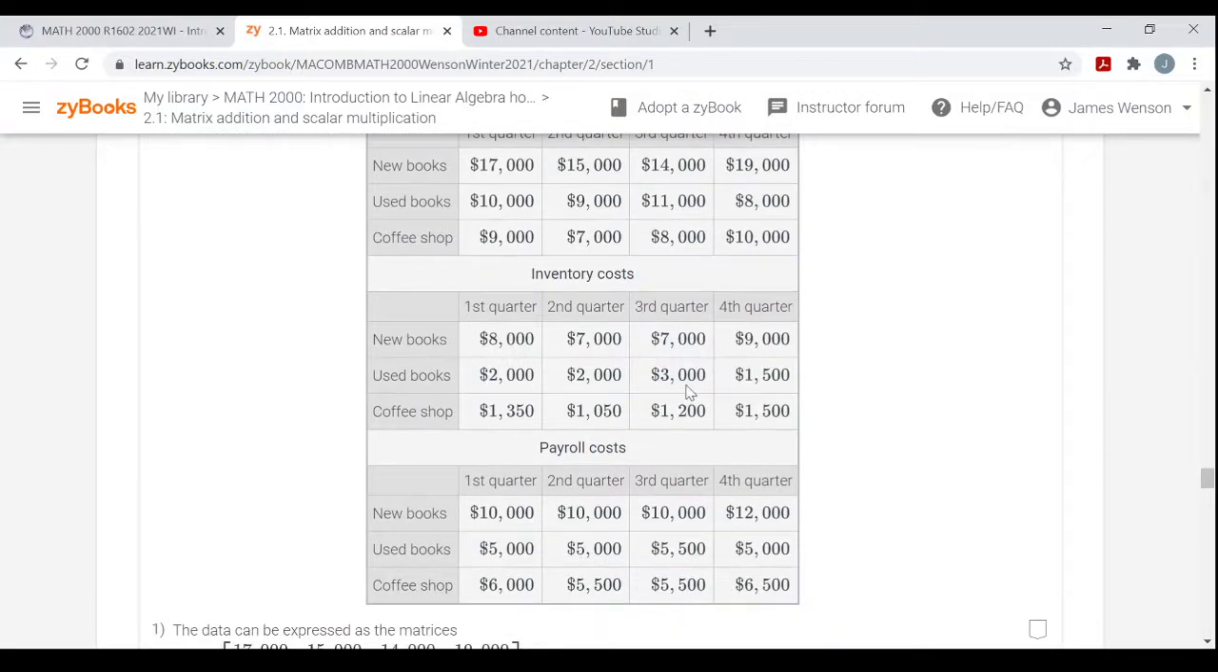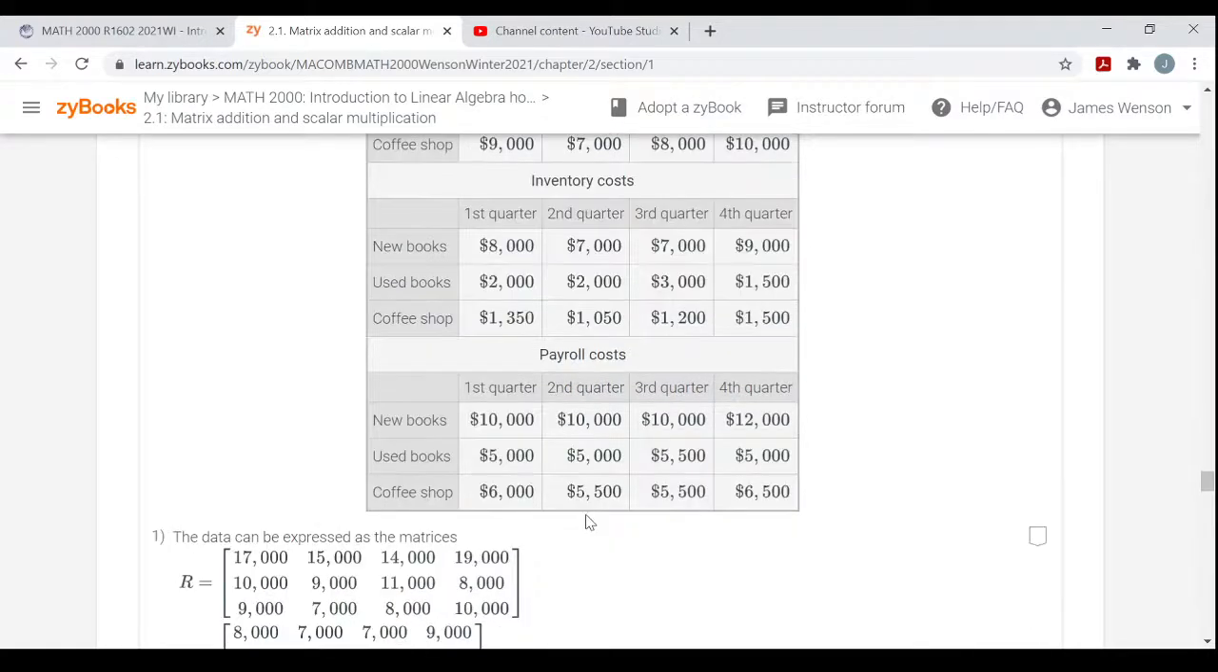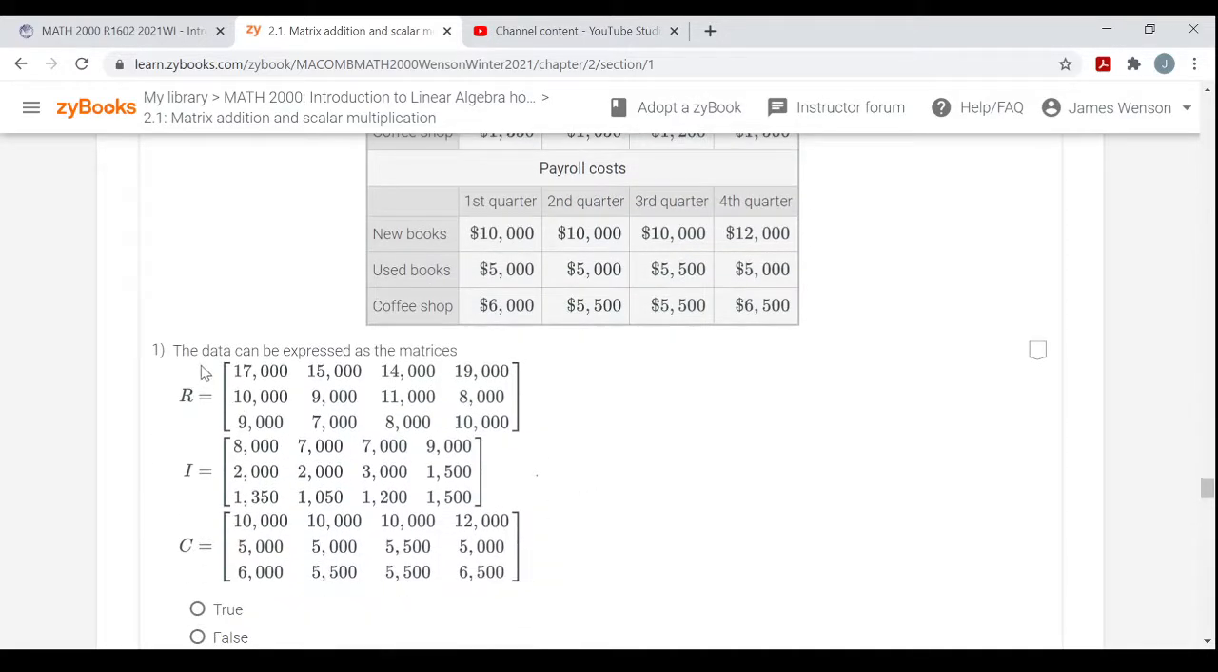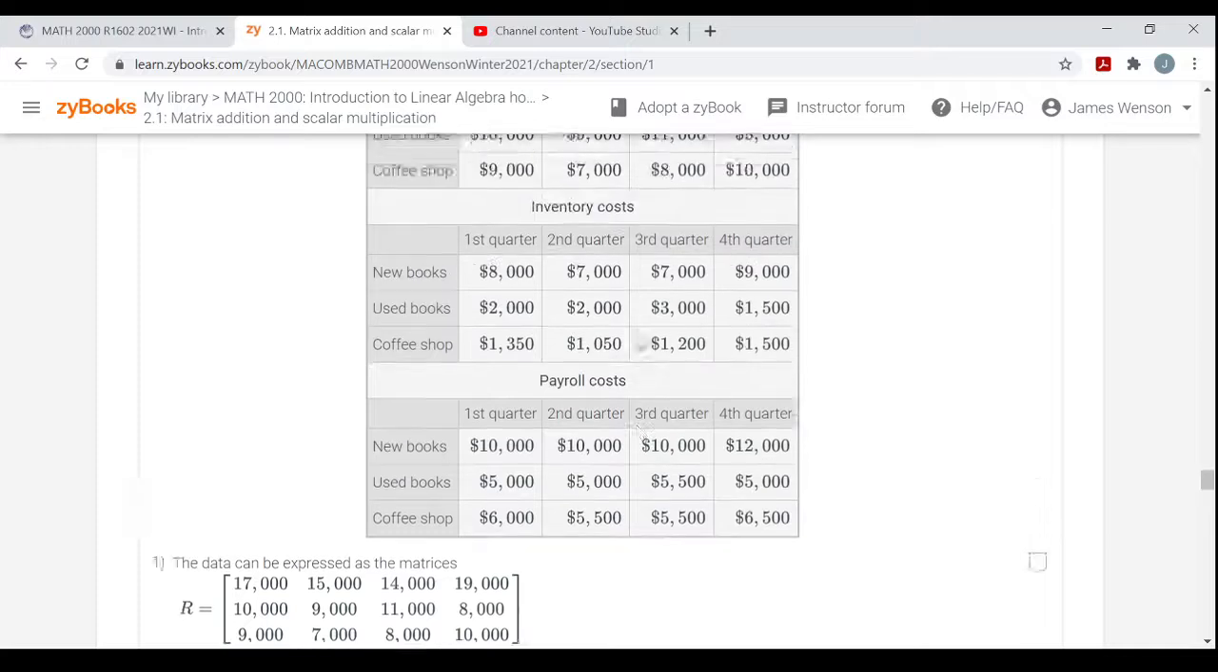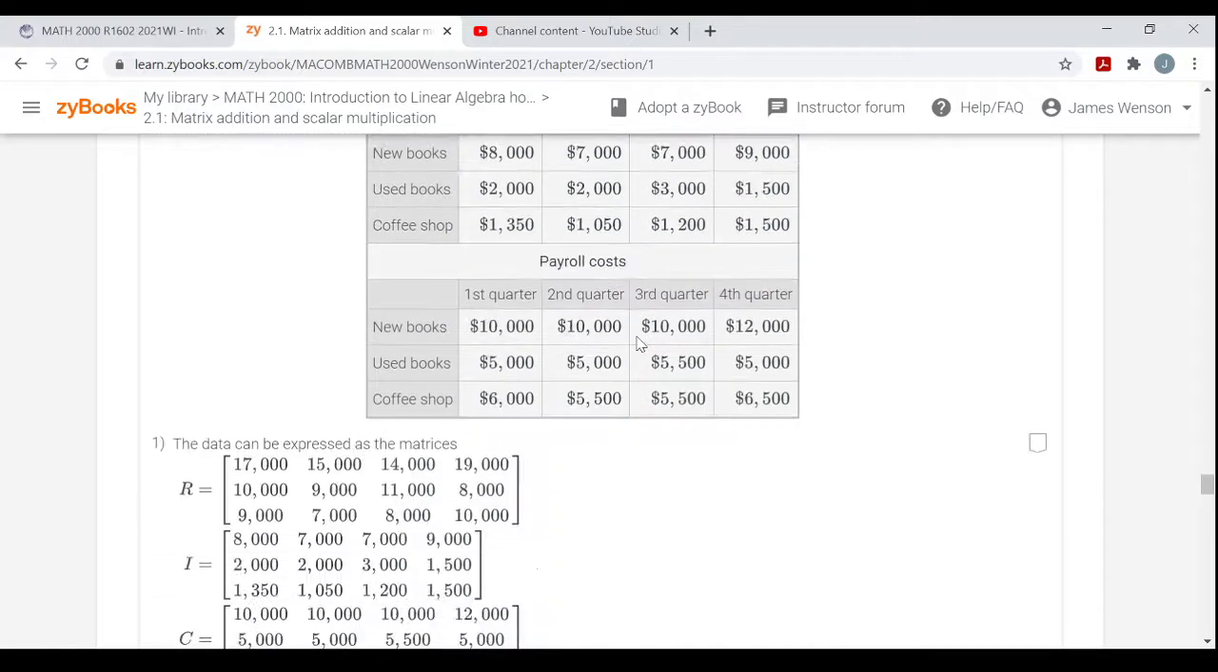So see this revenue matrix, it's a 3x4 matrix here. The new books department brought this much money in each of these quarters. The used books department brought this much money in each of these quarters, and the coffee shop department brought this much money in each of these quarters. Then you have another 3x4 matrix representing inventory costs, right? This is money spent on inventory by the departments in each quarter. And then payroll costs is also money spent, right? How much they're spending on their payroll, paying their employees each quarter. All right, so you got these 3x4 matrices here.